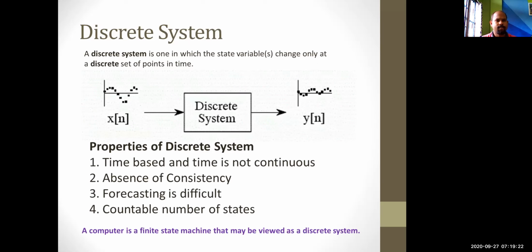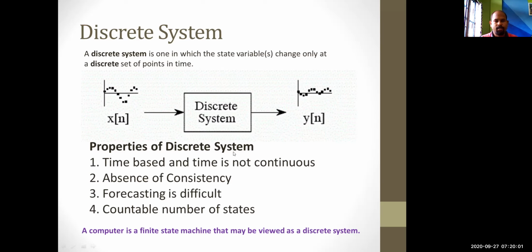Now let us see what is a discrete system. If we are talking about a system, then a discrete system is one in which the state variables change only at a discrete set of points in time. Here you can see a discrete system where some inputs are given, which is a discrete input, and output is also a discrete vector, and it is giving the same type of output.